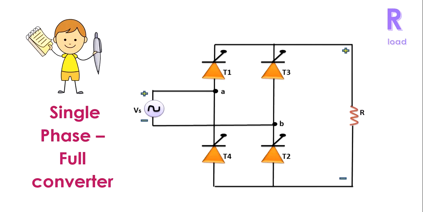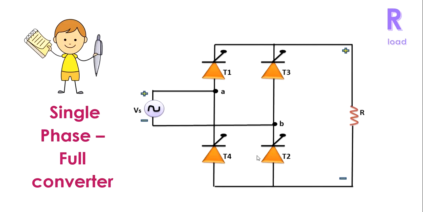So today we are going to simulate a single phase full converter. You can see this diagram, as we have studied in the theory part. At the input side you will find the single phase AC supply, and it is a full converter. A full converter consists of only thyristors, whereas a semi converter consists of thyristors as well as diodes. So today we are going to study this full converter simulation.